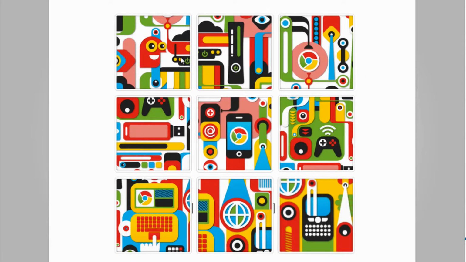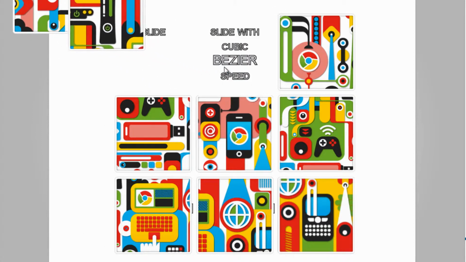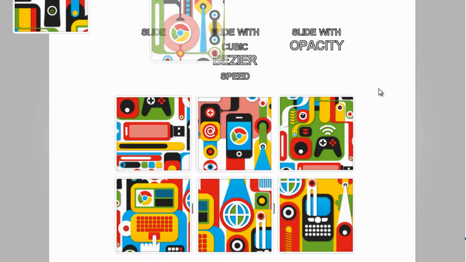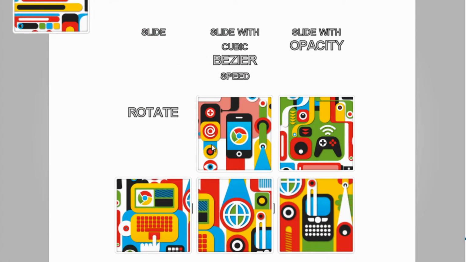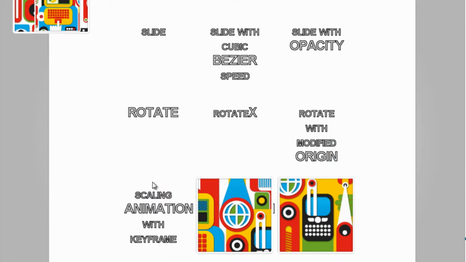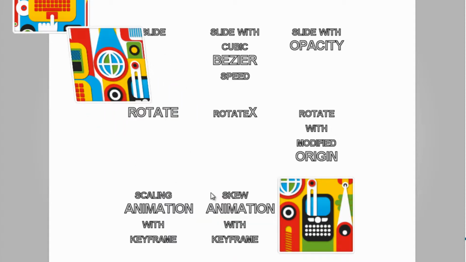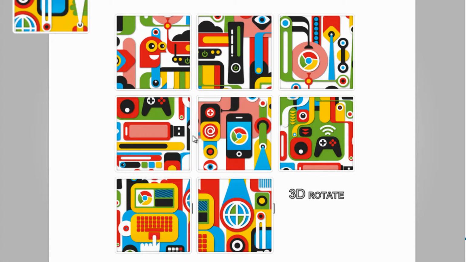There are many new CSS3 features available, which include slide with cubic Bezier speed, slide with opacity, rotate on the x-axis, rotate with modified origin, scaling animation with keyframe, skew animation with keyframe, and best of all, 3D rotate.